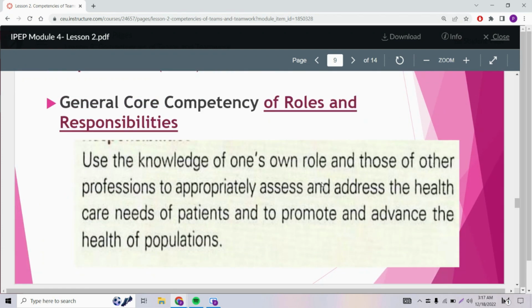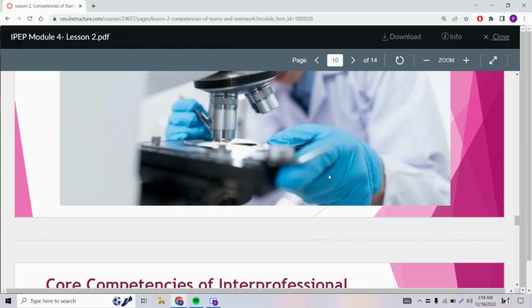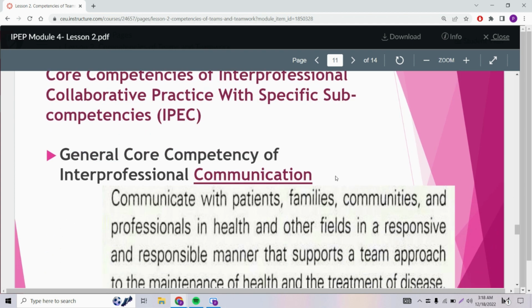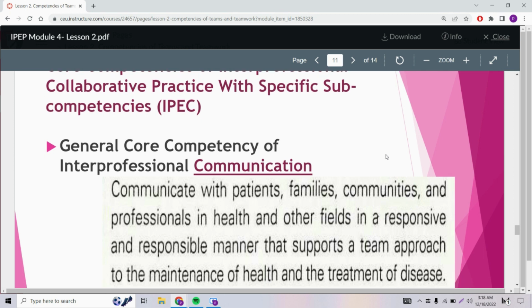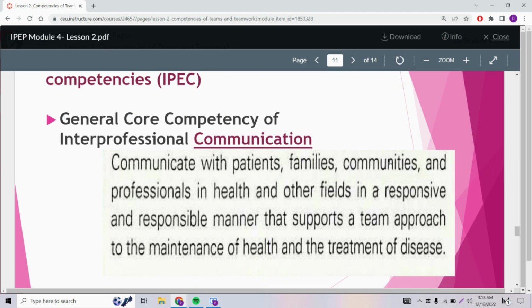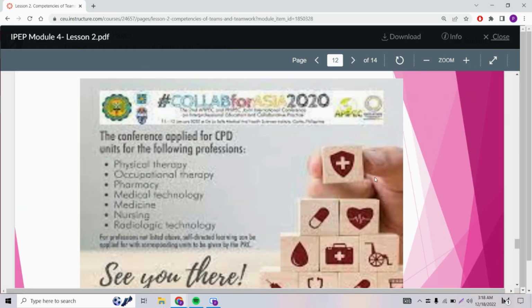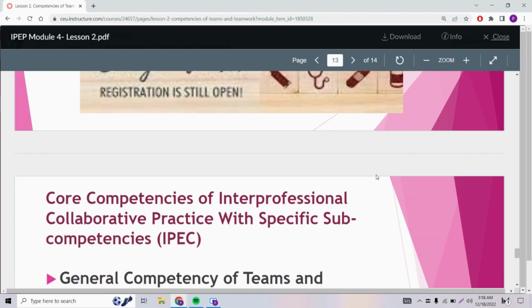Use the knowledge of one's own role and those of other professions to appropriately assess and address the healthcare needs of patients and to promote and advance the health of populations. Then another one, yung core competency for communication. Try to communicate with patients, families, communities, and professionals in health and other fields in a responsive and responsible manner that supports a team approach to the maintenance of health and treatment of disease. So, try to attend ito, class, yung mga CPD trainings. If you could attend this in the future, that's one way.